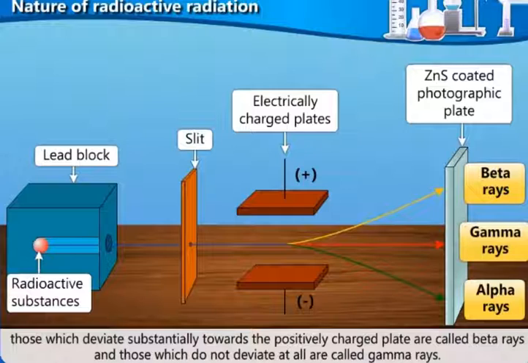Why? Because we all know the law of nature, opposites attract each other, no? So the alpha rays are positively charged radiation, so they moved downwards towards the negatively charged electrical plate, and the beta rays being negatively charged, they moved upwards towards the positively charged electrically charged plate. And the gamma rays are neutral, so they did not move upwards or downward, they went straight and hit the plate or the screen. So I hope this is clear. So alpha is positive, beta is negative, gamma is neutral.